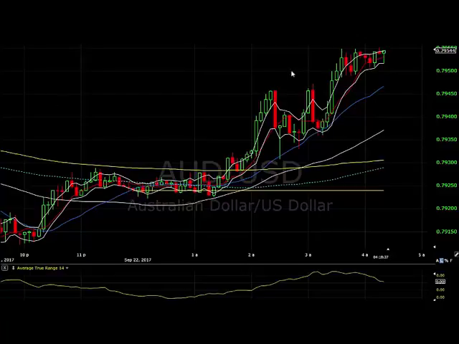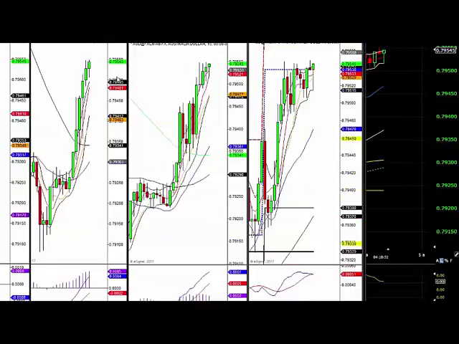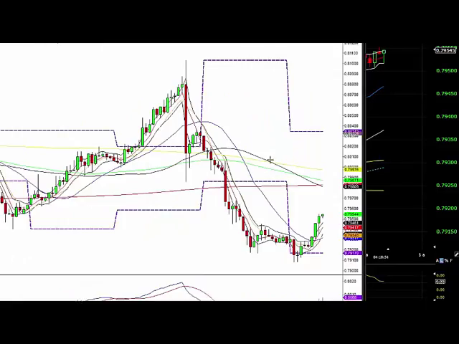So we're still going to see whether this is going to do a pullback, in which case I'll get another entry in, or if it's just going to go straight to 60. It could go blasting through 60 and go to 70. If we look at the hourly charts, the potential is to go all the way up to this hourly 50 right up here.